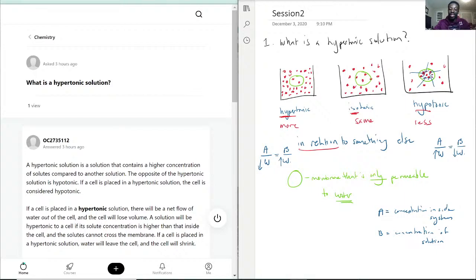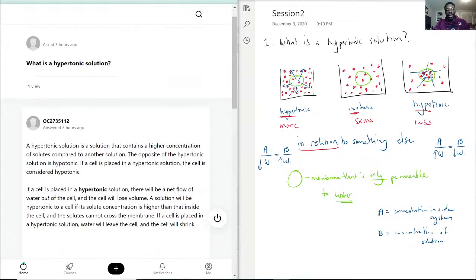So in this case here, you actually see water flow out in a hypertonic solution. I know the question was only asking about the hypertonic solution, but in order to really understand all different types of tonicity, you need to go through all of them, because all of these are in relation to something else. What I did here is system versus surrounding, solution being the surrounding and system being the inside of it. And so that is what we get here.